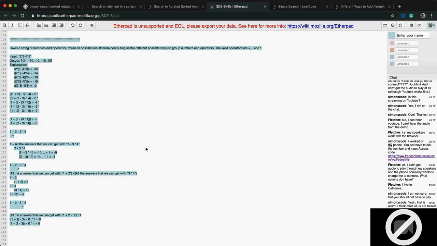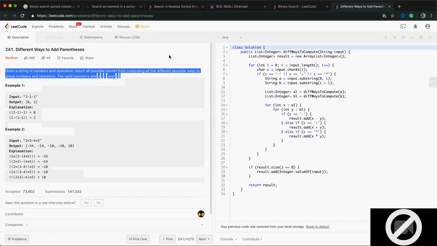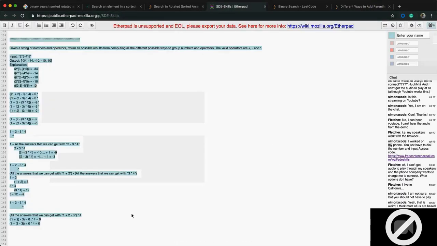Yeah, I don't understand how this is a medium Leetcode question. Okay. This was the medium, right? This is a medium, yes. I have no idea why this is medium. I mean, it sounds super complicated.